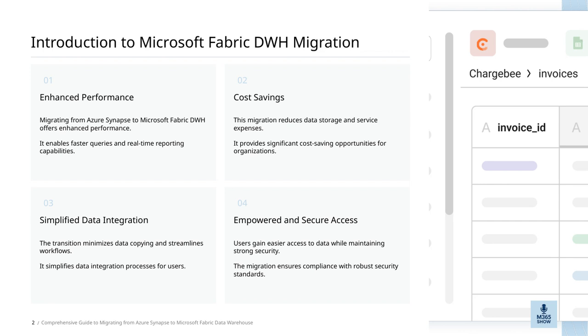Another important point is cost savings. Moving to Microsoft Fabric DWH can significantly cut down on data storage and service expenses, offering organizations a real opportunity to optimize their budgets. And finally, performance gets a boost. The migration enables faster queries and supports real-time reporting, which can really enhance decision-making and operational agility. Overall, this transition isn't just about changing platforms. It's about empowering your organization with easier, more secure, and cost-effective data management.